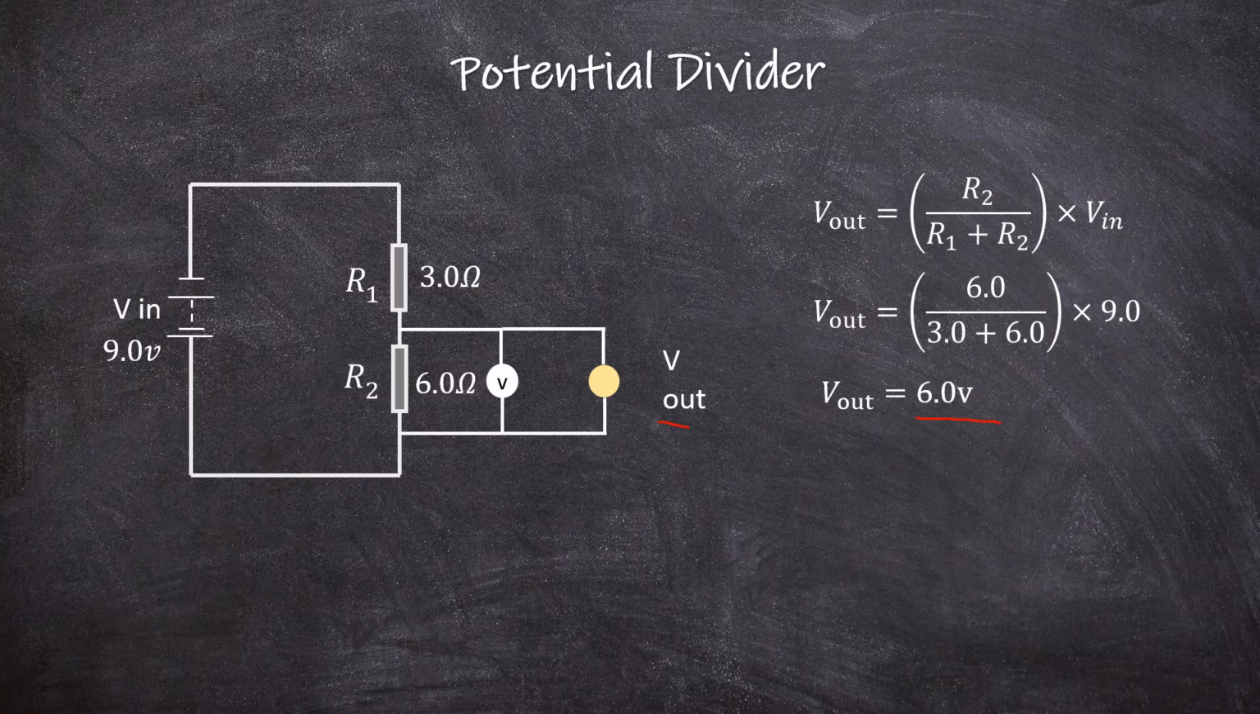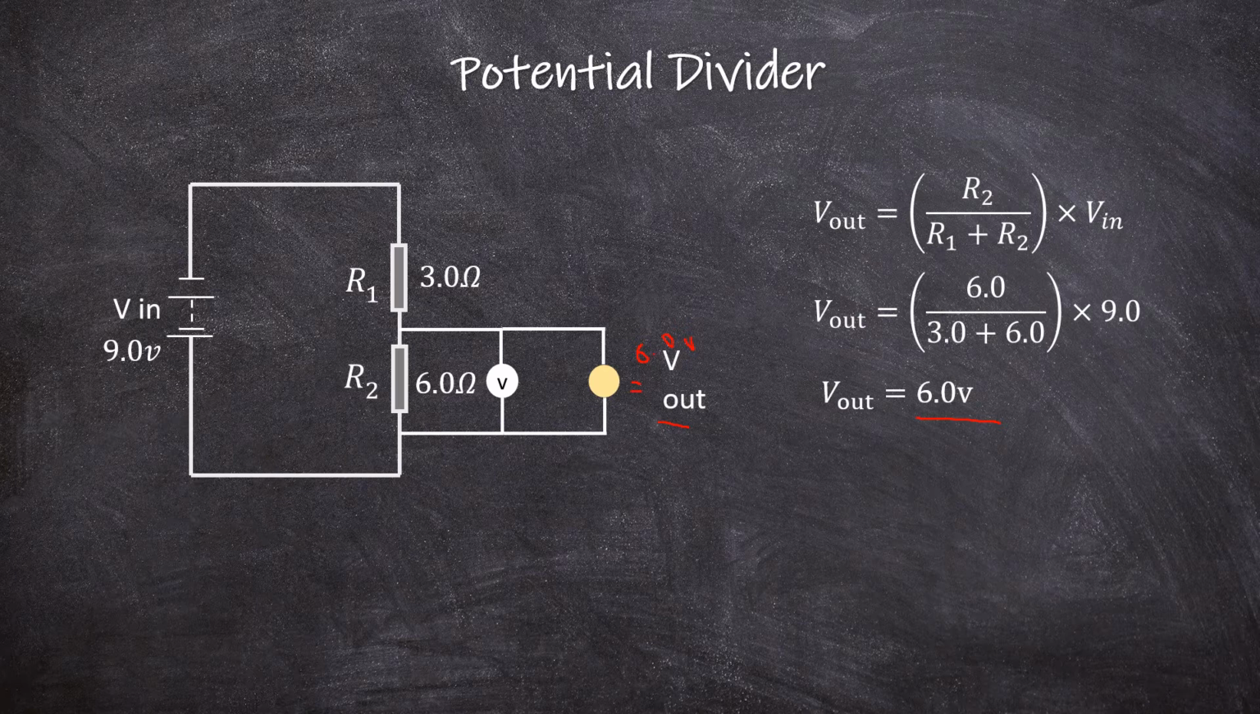So this bulb requires 6.0 volts to light up. This is not that same bulb that I talked about with 3.0 volts. This is a different bulb. So this bulb needs 6.0 volts to light up. This is the simple calculation of potential divider.